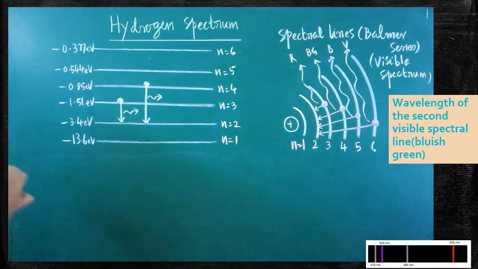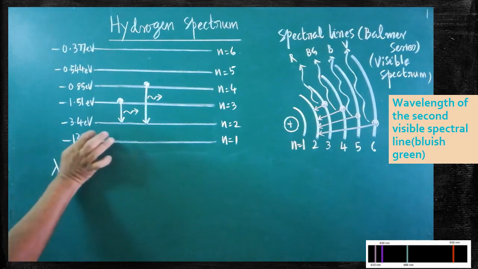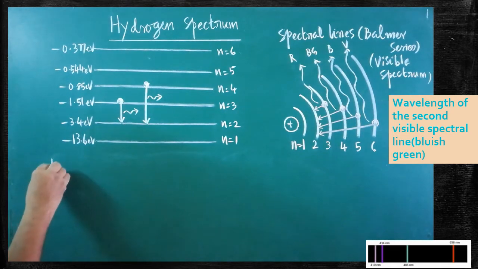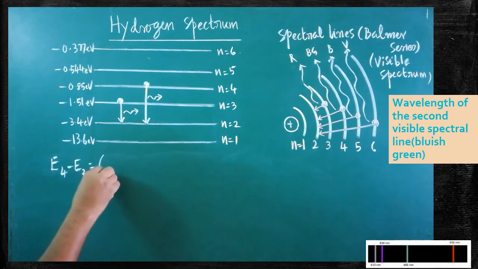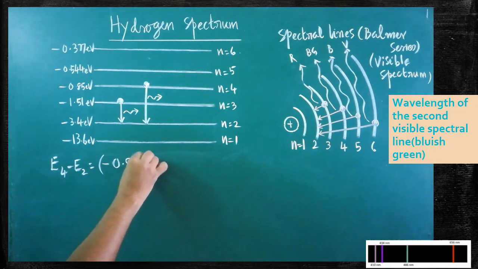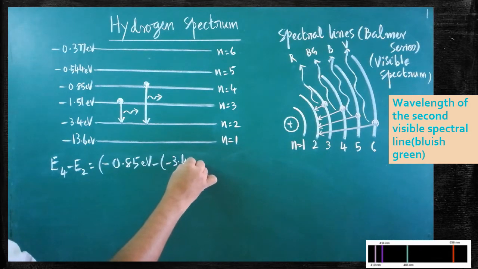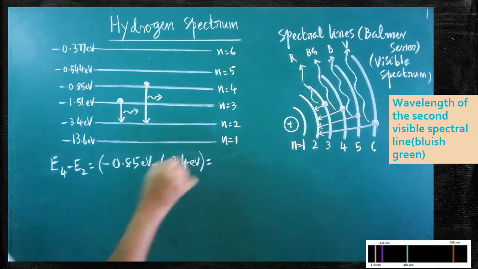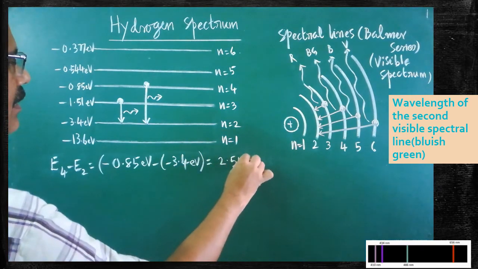Already I have given the formula for wavelength. The formula is lambda is equal to, again and again we need not write, otherwise I will calculate. E4 minus E2. The energy of the 4th orbit is how much? 0.85 electron volt minus minus 3.4 electron volt. The energy difference will be 2.55 electron volt.